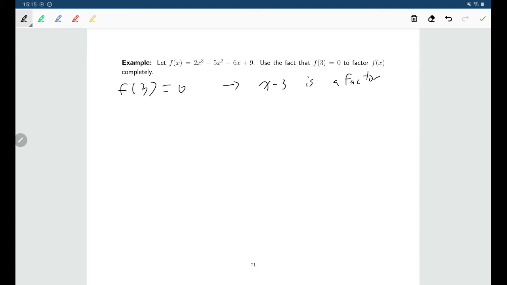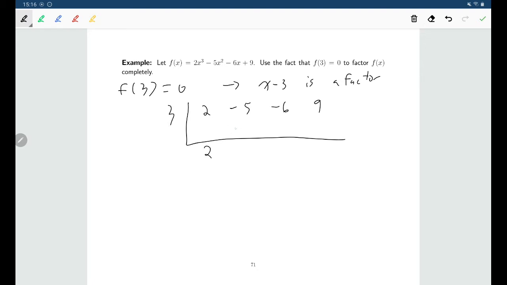Which means that when we divide by x minus 3, we're going to get a remainder of 0, and we can write f of x as x minus 3 times whatever the quotient is. So that's what I'll do now. To factor out x minus 3, I'll divide my polynomial by x minus 3, and I'm using synthetic division to do it.